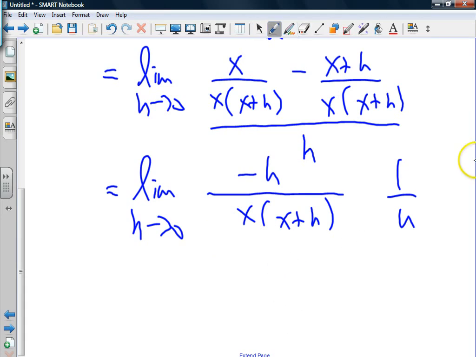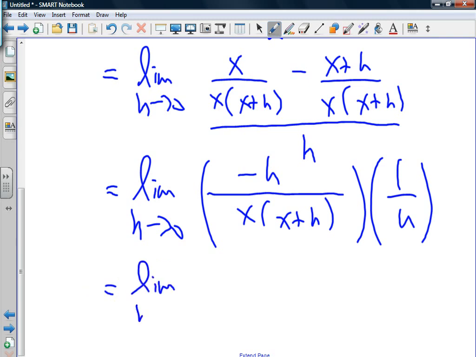So I'm multiplying this fraction times this fraction. How do you multiply fractions? Multiply the numerator times the numerator, the denominator times the denominator. But if stuff cancels, you can make life easy. Is there anything in the numerator that cancels with anything in the denominator? The h's. H into negative h is just negative 1. All right, so I get the limit as h goes to 0 of negative 1 over x times x plus h.